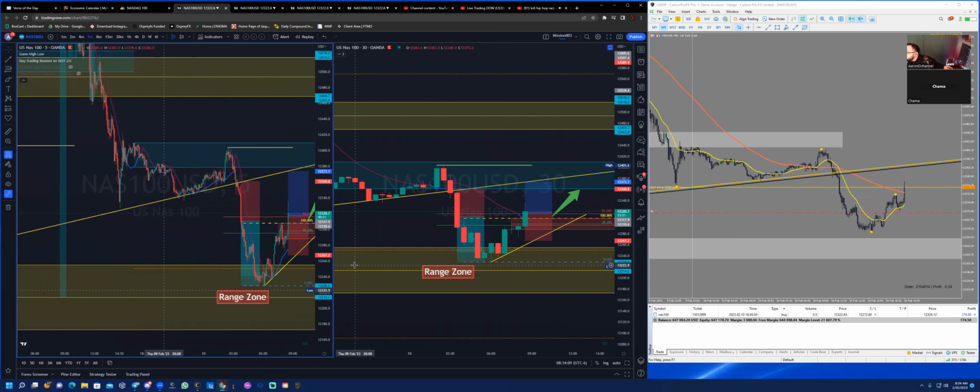That being said, I'm getting ready to take half. I'll be taking half pretty fast. I'm gonna protect this trade. 10 points in, I'm getting stopped out. I'm just gonna protect it at 5. That's it, guys. Nothing to it.